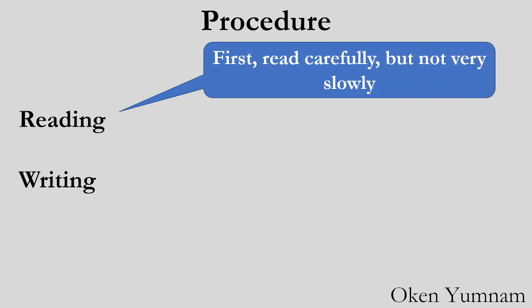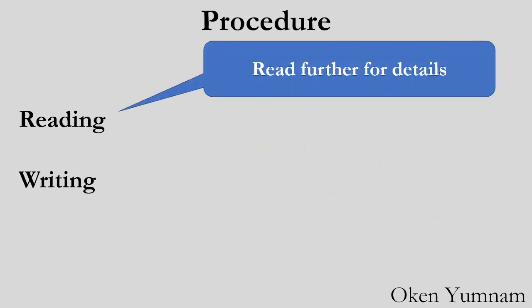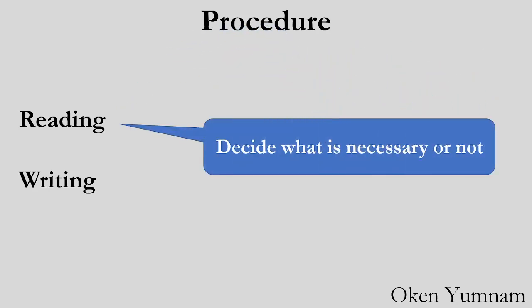So how to write a Précis? Let's see the procedure. First of all, we have to read the text, then write. In reading, first read carefully but not very slowly. After reading carefully, we decide on a suitable title. When we have decided the suitable title, we read again for further details. After that, we decide what is necessary and what is not.